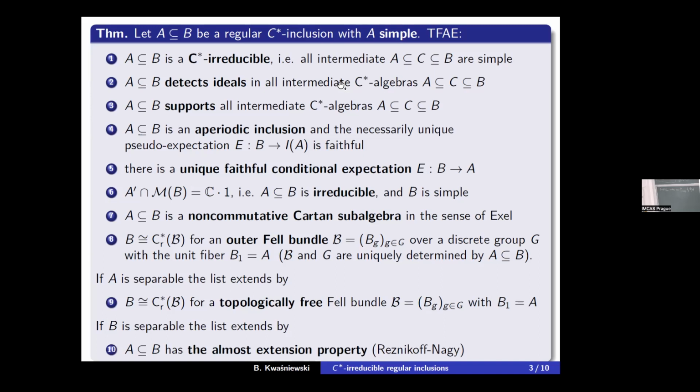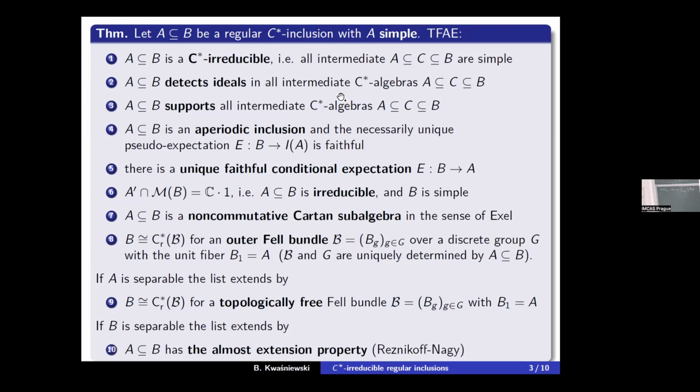Okay, so now I want. Sorry, can I ask? If you drop simplicity, do some of these still hold true? Yeah, there are nice implications between all this stuff. So should I explain it now? No, that's fine. I will try to explain it in due course.